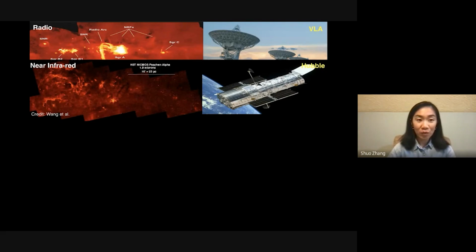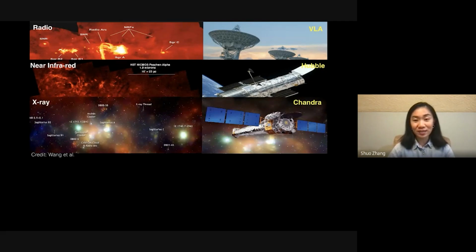Okay, now we have to skip optical because there's no way we can see the galaxy center. So we'll skip that and go to higher energy or even shorter wavelengths, the X-ray band, one of my favorite wavelengths. Now this is also an image of the galaxy center obtained by the Chandra X-ray telescope.